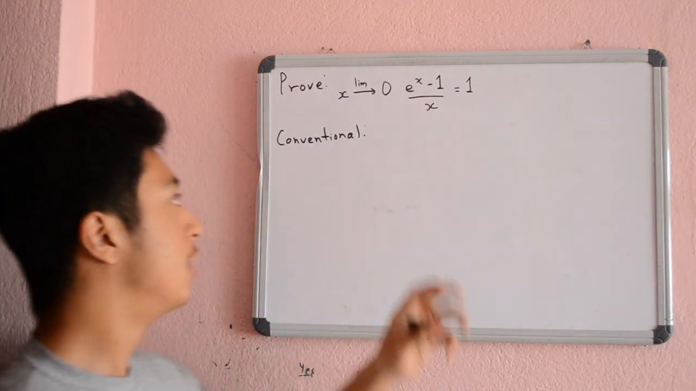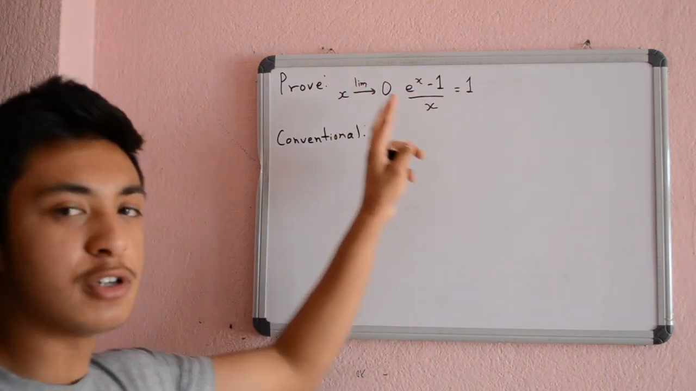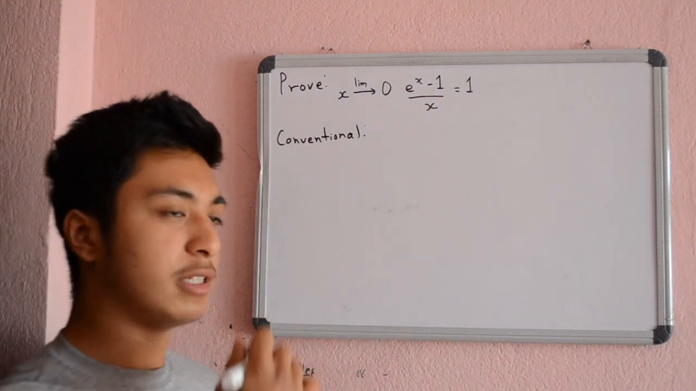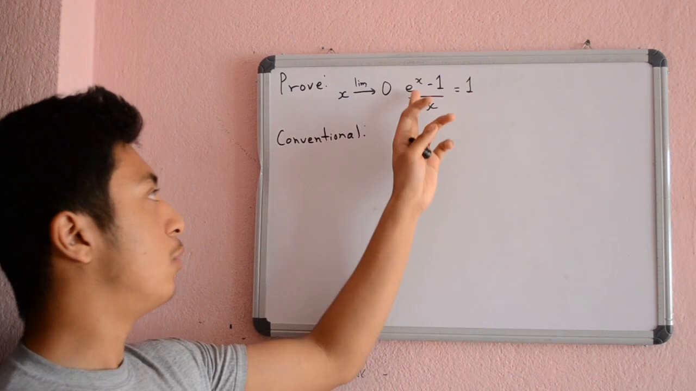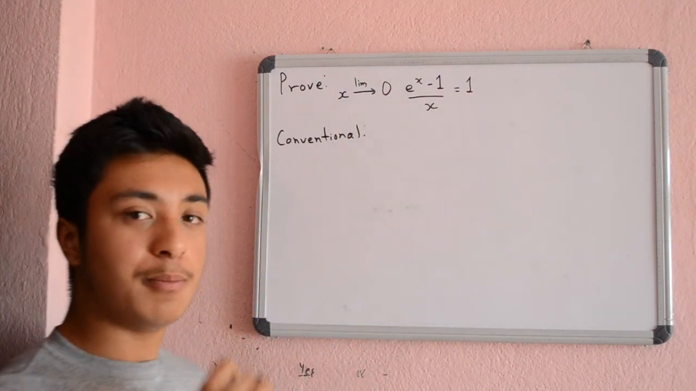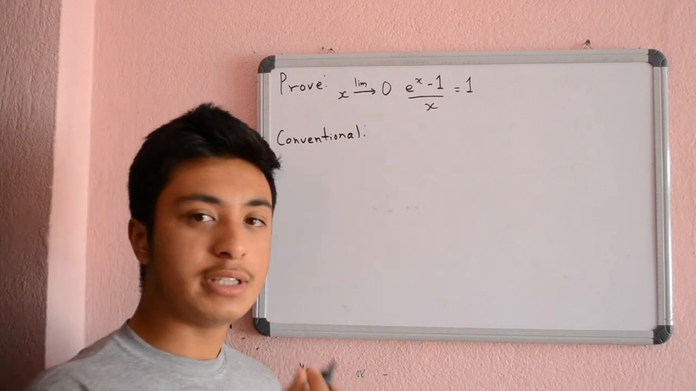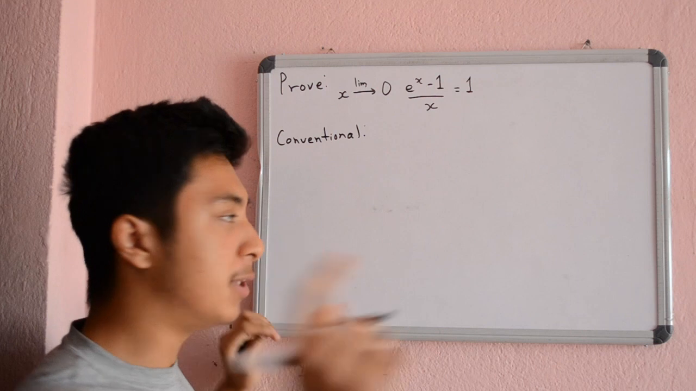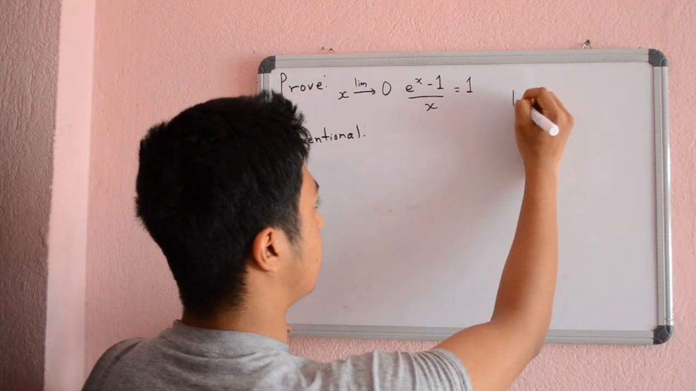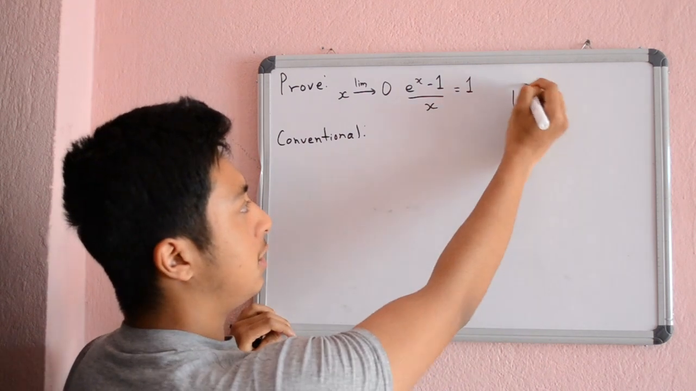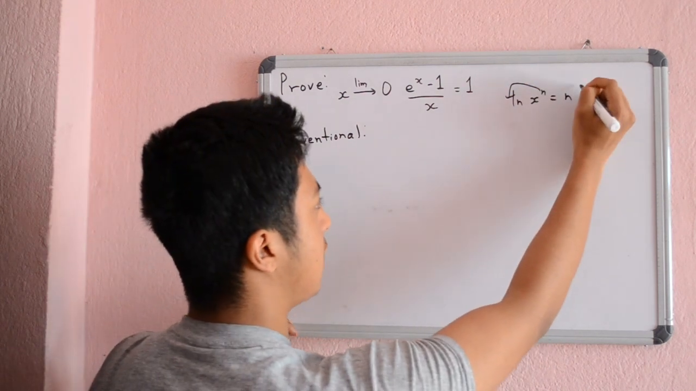For this method, you're going to have to convert e to the power x into some form of log or log natural, because with e to the power x you can't really do much with it. But there are some properties with the log that we can use to prove this limit, and that one property is the power property. So ln of x to the power n, well, this power simply comes down and becomes n ln x.